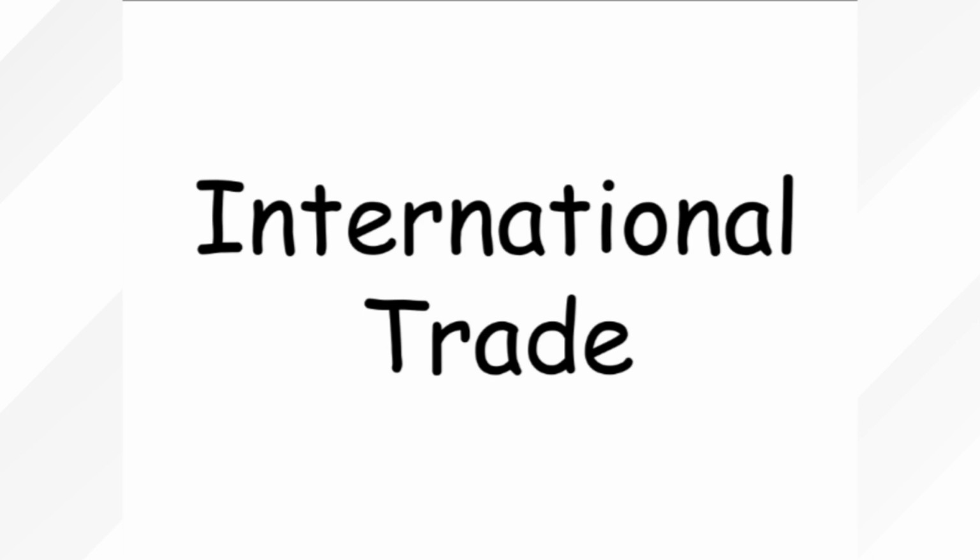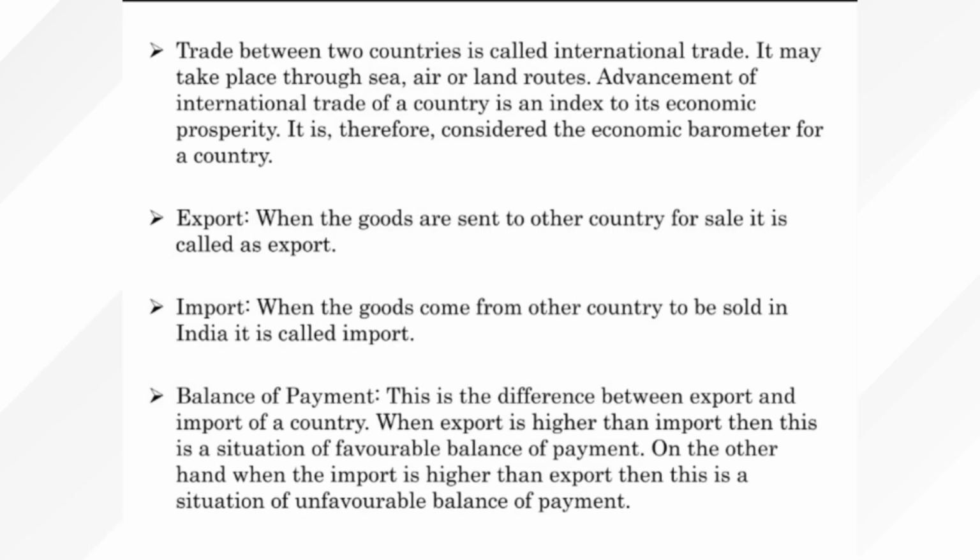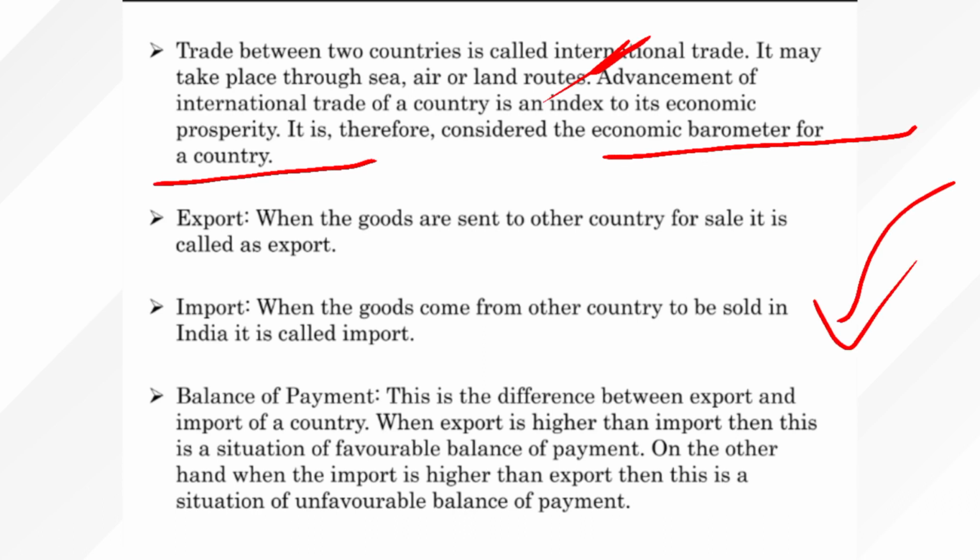Trade between two or more countries is called international trade. We studied at length in the chapter globalization. Why do we need international trade? We saw it is the advancement of international trade of a country that is an index, barometer, pointer of economic growth and prosperity. Obviously, when we are interacting with other countries selling goods and services, foreign capital is flowing in, foreign exchange is flowing in, exports are happening, and we get the money. Then the country's economic development takes place.